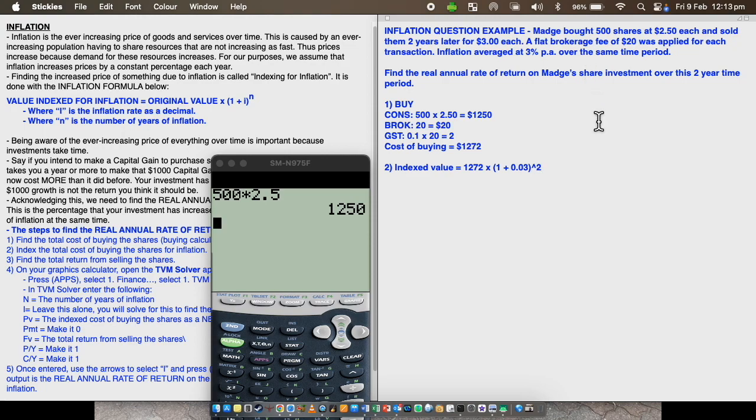Just for anyone that doesn't know, because it will be too hard for me to superscript it, that little hat symbol is to the power of, okay? So equals, I'll do it on my calculator, 1272 times bracket 1 plus 0.03 to the power of 2. That spits out a number. How many decimal points are we acceptable to deal with in general maths when we're dealing with money? 2. You won't lose marks if you write to 2DP. If you don't write to 2DP, you'll lose a mark for that because it's not accurate.